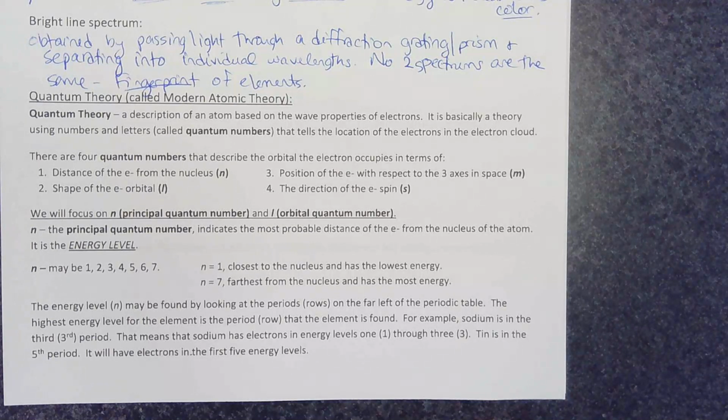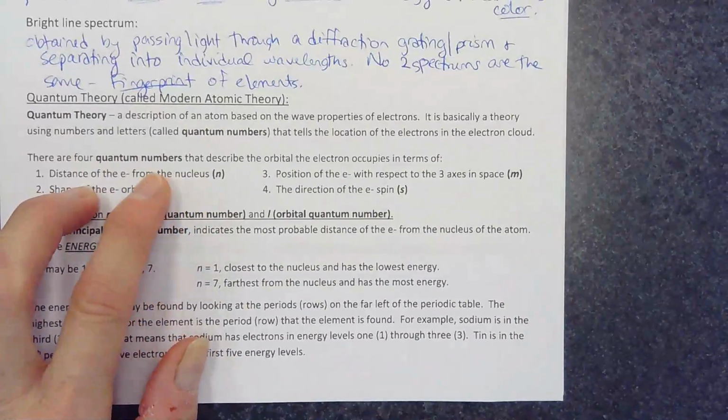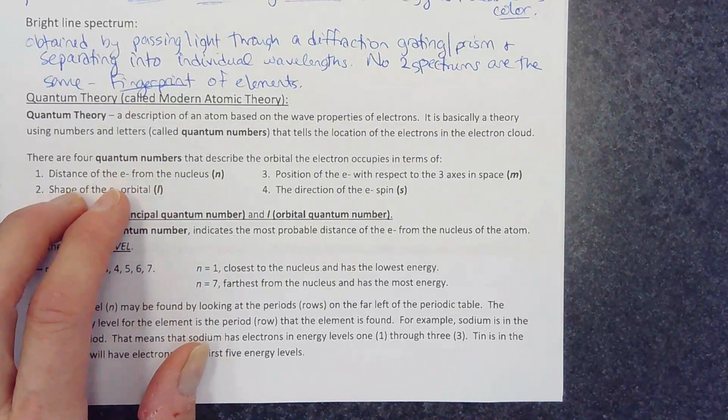And those quantum numbers, which are really letters, which is why this is so confusing sometimes, tell the location of the electrons in the electron cloud. Up until this point, I said electrons exist in the electron cloud. Now we're saying, where are they actually? Where are they in the electron cloud? And so there are 4 quantum numbers that we're going to deal with. There's the N quantum number, which is the energy level. It's the distance of the electron from the nucleus.